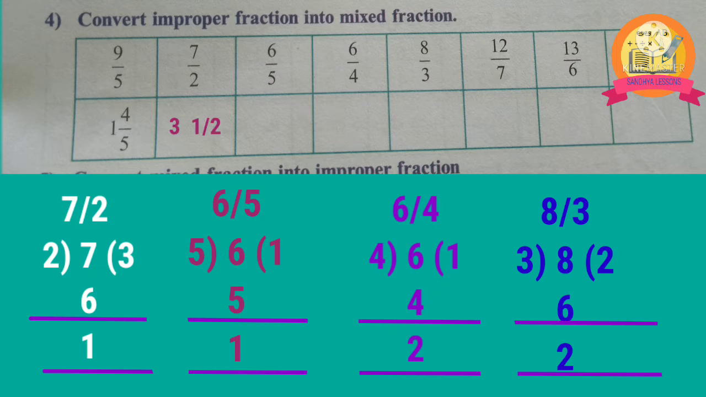The mixed fraction of 7 by 2 is 3 1 by 2. Mixed fraction of 6 by 5 is 1 1 by 5. Mixed fraction of 6 by 4 is 1 2 by 4. Mixed fraction of 8 by 3 is 2 2 by 3.